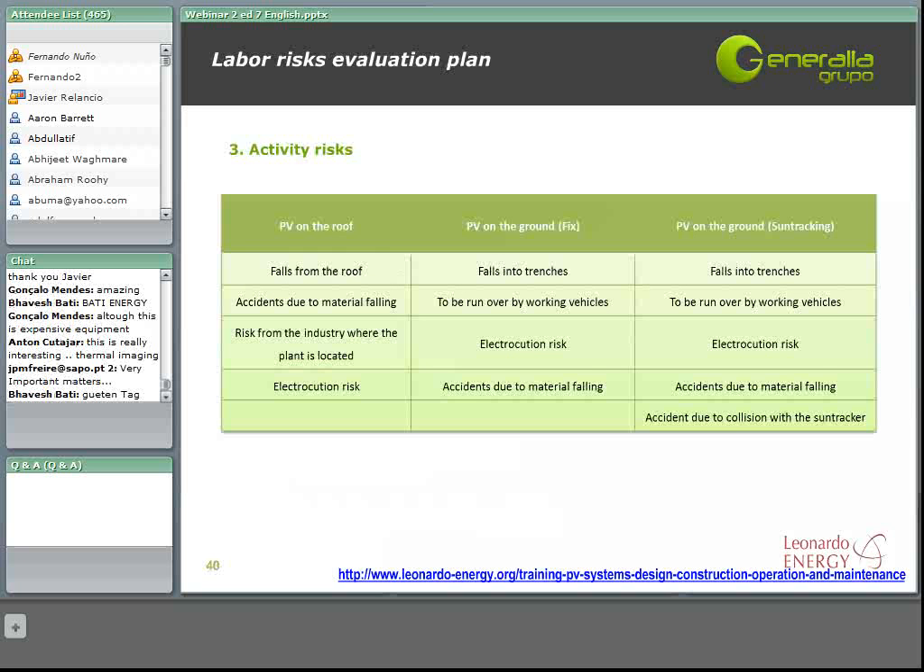In this slide that we are showing you now, we have other activities and risks for both the roof facilities and the ground facilities. It is important to mention that in ground facilities there is a big electrocution risk, which is bigger than the roof facilities, as the installed power will normally be bigger in this kind of installation.